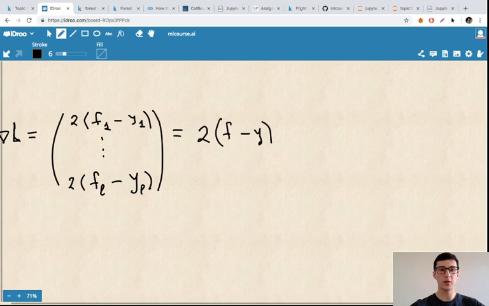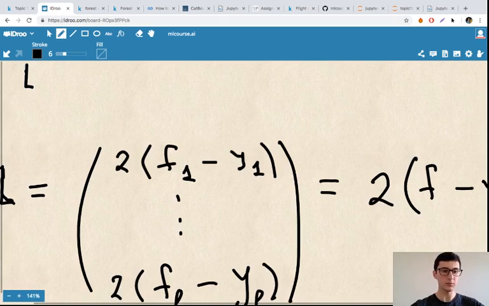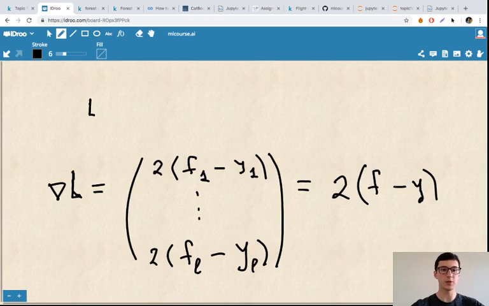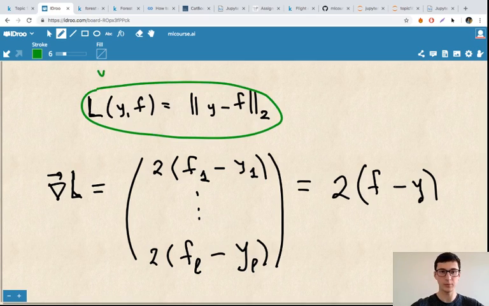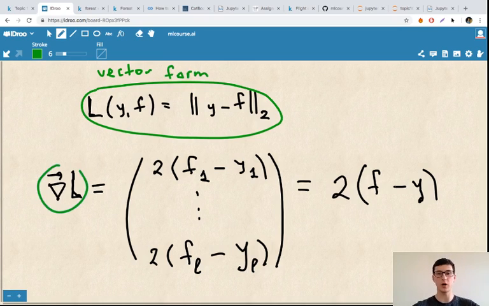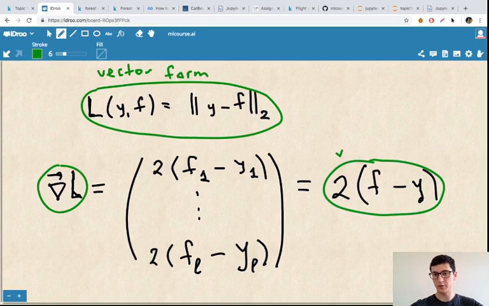So you see, we started with a loss function. Our loss function was a function of y and f, and in a vector form it was the L2 difference between y and f. And now we derived a formula for its gradient. So this is the original expression for L in a vector form. And now we derived an expression for our gradient, again, in a vector form.